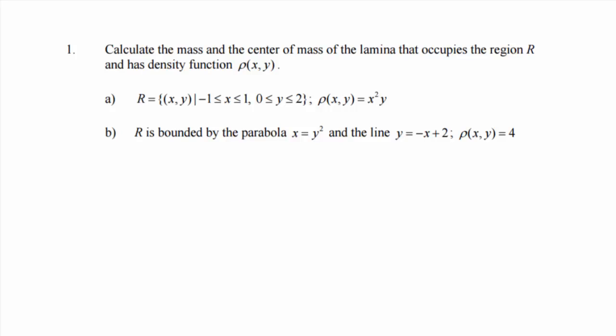In this problem, we want to calculate the mass and the center of mass of the lamina that occupies the region R and has density function rho of x, y. So we're going to do part B. R is bounded by the parabola x equals y squared and the line y equals negative x plus 2. Rho of x, y is a constant. That's nice. It's 4. Okay, so let me show you how I remember these equations once again.